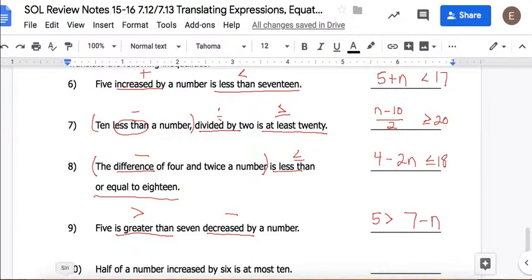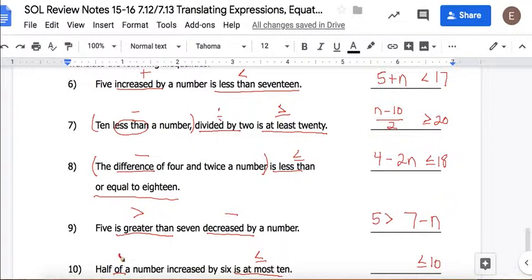Okay, and one final example. Half of a number increased by 6 is at most 10. So remember, at most is less than or equal to. So we're going to write that part first, less than or equal to 10. Now we've got to write the beginning part.